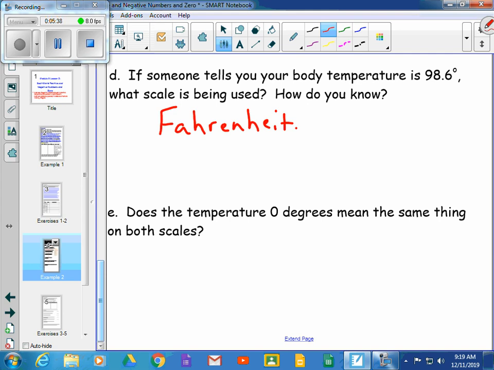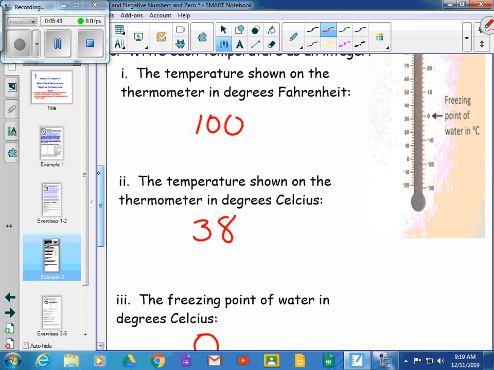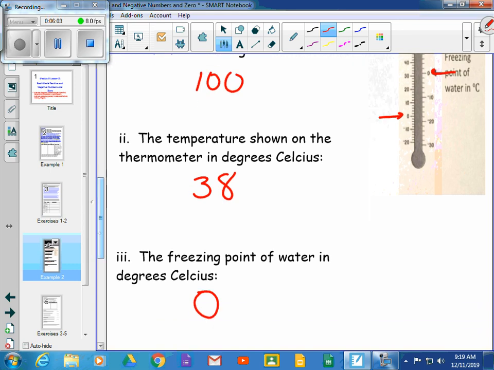And then the last question, does the temperature 0 degrees mean the same thing on both scales? And that would be, no, it does not. If we look at the thermometer once again, on the right side we have 0 right there. And then on the left side for Fahrenheit, we have 0 down there. They're not aligned. That tells us that they do not represent the same amount, both scales.